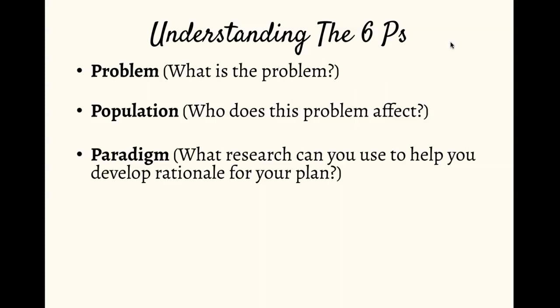So the first 3 Ps, we have the problem. So what is the problem that you'll be focusing on in your research? The second P is population. You have to think, who specifically does this problem impact or affect? The third P is paradigm. And you have to think, what research can you use to help you develop a rationale for your plan? So however you choose to fix this issue, the problem at hand, you'll need to have research that proves that the way you're fixing it will work.